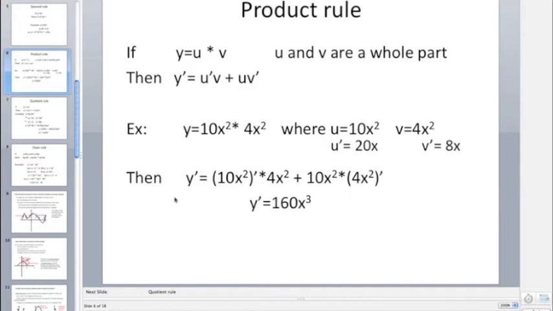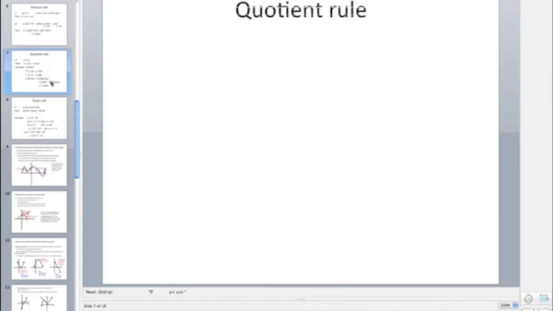Okay, let's move to another rule, the quotient rule. If we have a function y equals u divided by v, where u and v are single functions, then the differentiation of this function equals u dash v minus v dash u, divided by the square of the denominator, which is v squared.